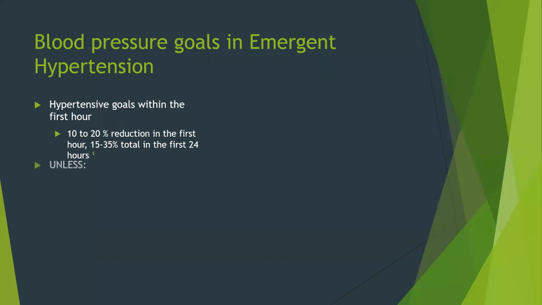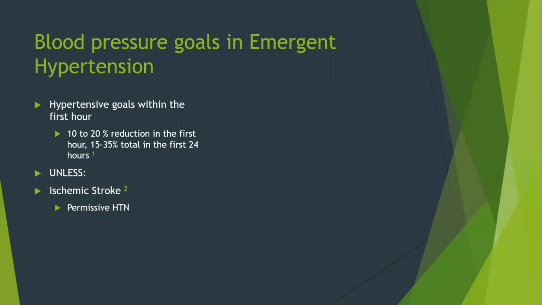Unless there's a couple of exceptions here. There's a couple of cases where you don't want that 10 to 20% reduction. There's 3 conditions. The first one is ischemic stroke. And this one you've heard before. Ischemic stroke, we want permissive hypertension.